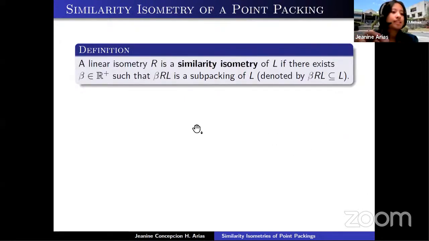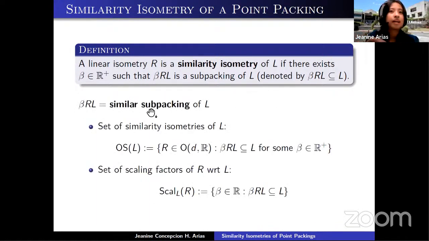So now we can define a similarity isometry of a point packing. A linear isometry R is a similarity isometry of L if there exists a positive constant beta such that beta RL is a subpacking of L. We denote this by this symbol again. Here, beta RL has finite index in L and is called a similar subpacking of L.